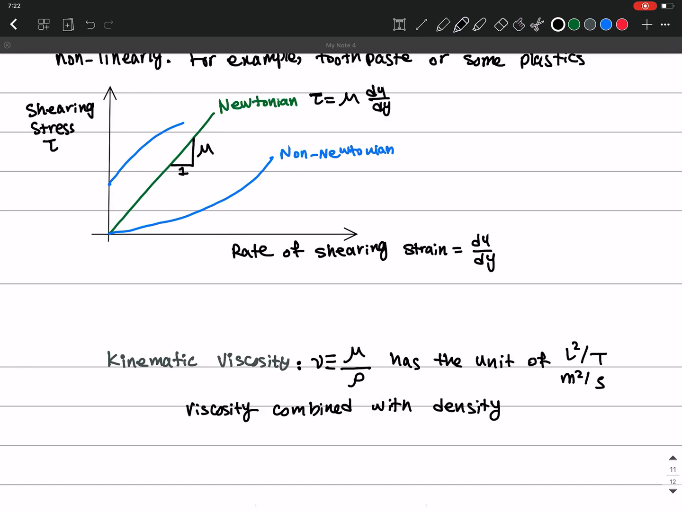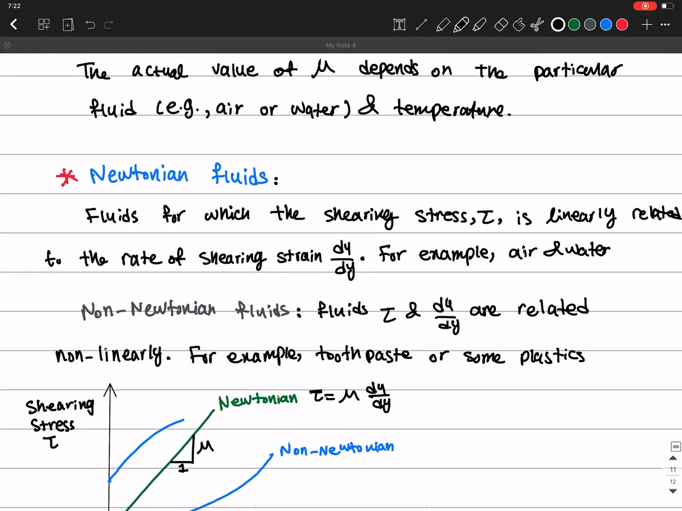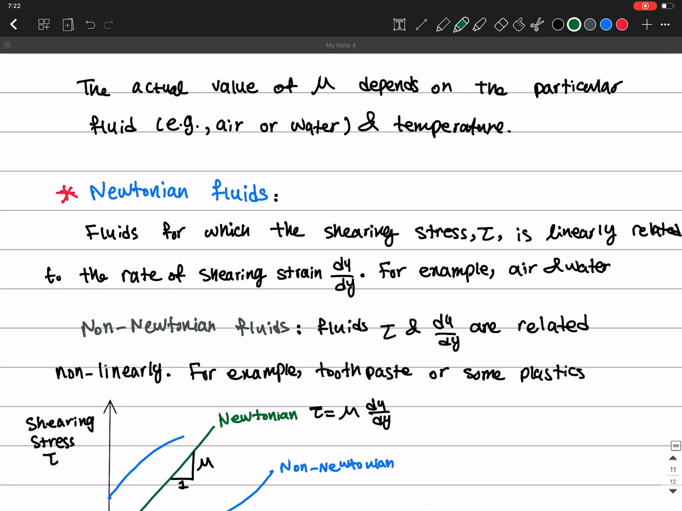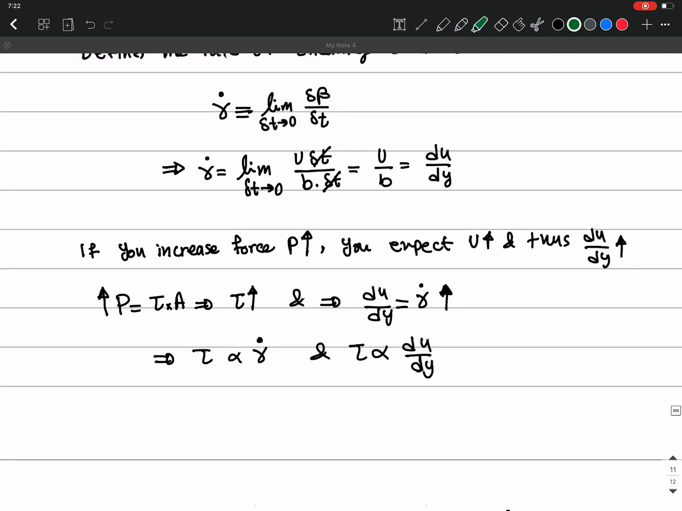So in the next session, I'm gonna solve one example of this viscosity problem, shear stress and shear strain rate. And then after that, we are gonna start the second chapter, which is fluid statics. So this was just an overview of the different types of fluids and of the parameters that we are going to use in this course. So let me just have a brief overview of what we learned today.